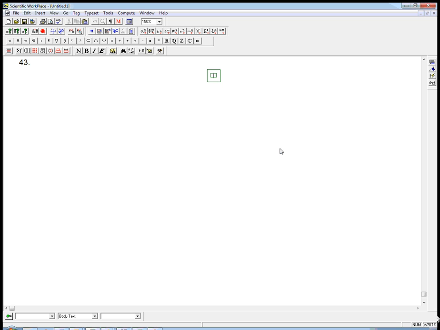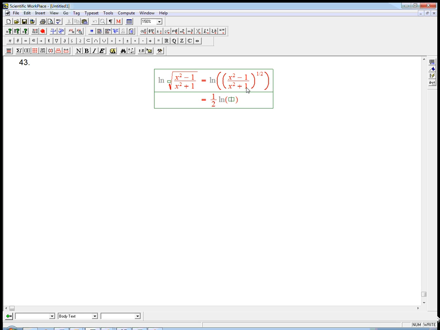43, more rules of logs. Log of root x squared minus 1 over x squared plus 1. Now you have to either use the special rule that says log of root is equal to something, or you can just always realize that a root is just a power. So you can think of the root as a special rule, but it's probably better just to think of it as, hey, that's a 1/2 power. So you get 1/2 coming out, and then ln of what's inside.